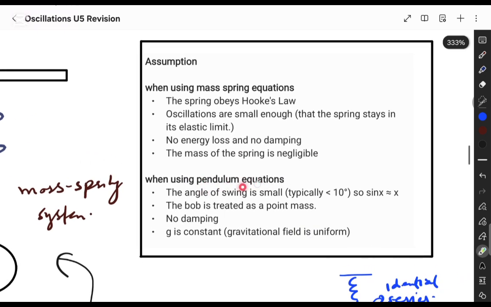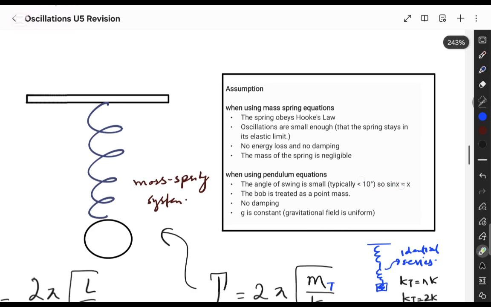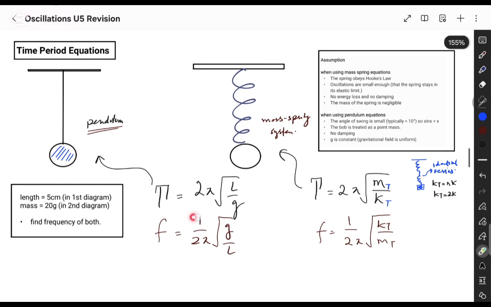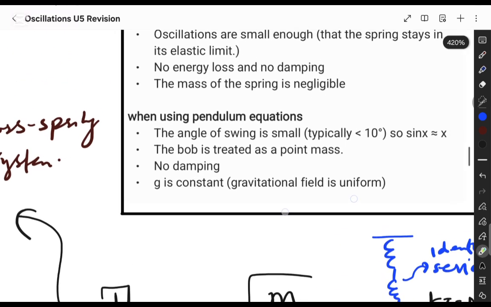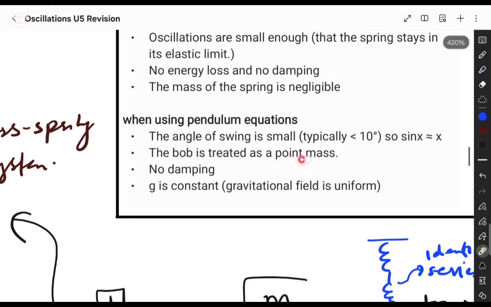And then when we use the pendulum equations, we assume that the angle is small, so that sin x equals x. If you want to know a bit more about this, you can go to the playlist video where I derived both of these equations as well. And then the bob is treated as a point mass, there's no damping, and g is constant.